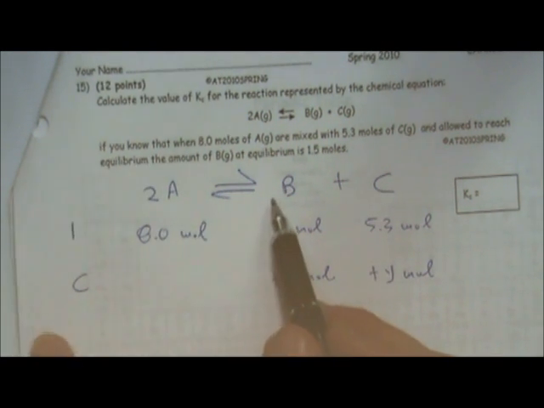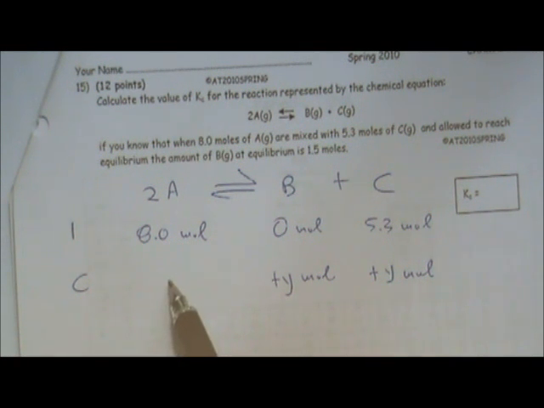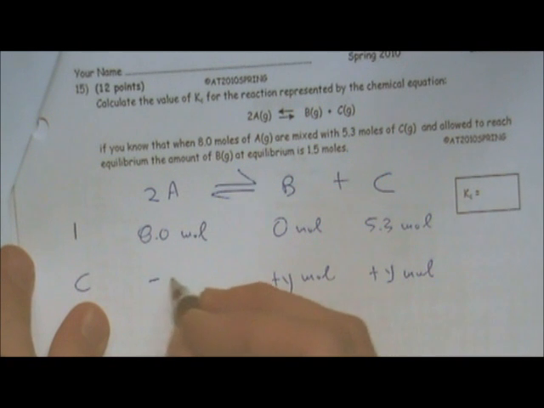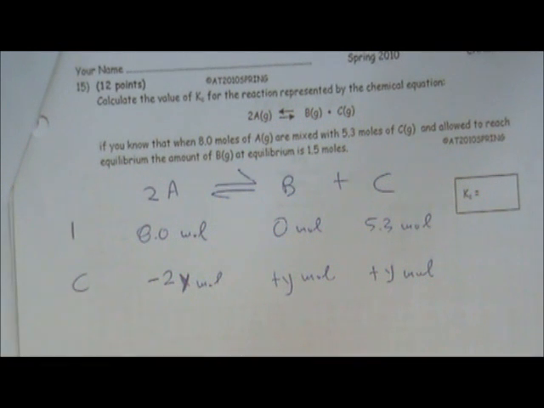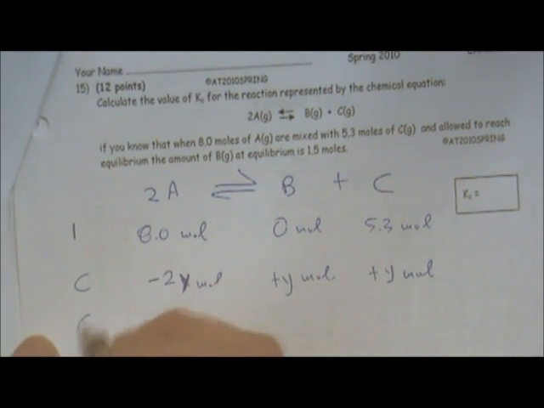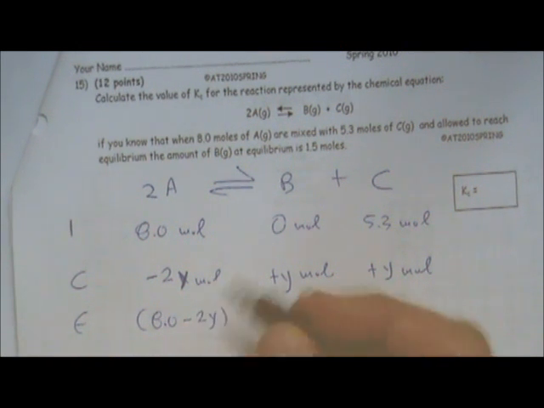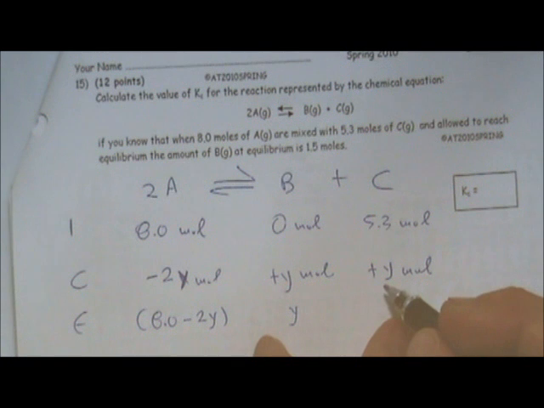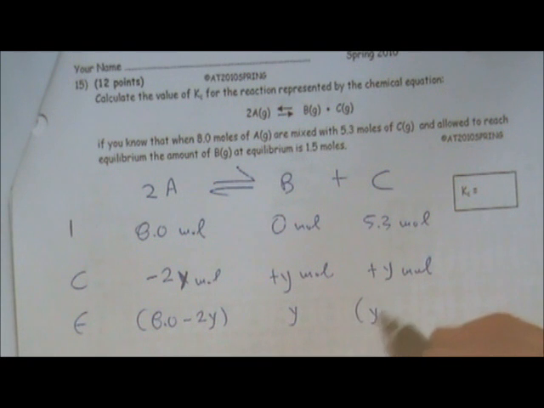From the ratio of 2 to 1, when 2 A react, they give you 1 B. When Y came, how many A's reacted? 2Y, right? And that's minus because it's a reduction in concentration. Minus 2Y moles. Okay, and equilibrium, therefore, is very easy now. In equilibrium, we're going to have 8 minus 2Y, and this is going to be Y, and this is going to be Y plus 5.3. These are the equilibrium concentrations, right?